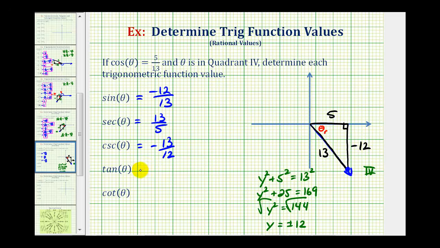Tangent theta is equal to the ratio of the opposite side to the adjacent side, which would be negative 12 divided by 5, or negative 12/5. And then again, for cotangent theta, since cotangent is equal to the reciprocal of tangent, if tangent theta is equal to negative 12/5, then cotangent theta is equal to negative 5/12. Or using the reference triangle, we'd have the ratio of the adjacent side to the opposite side. 5 divided by negative 12 is negative 5/12.